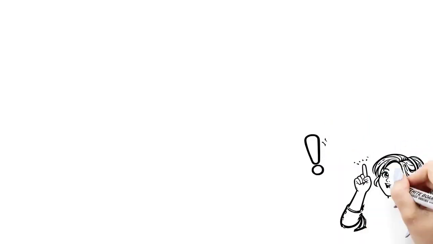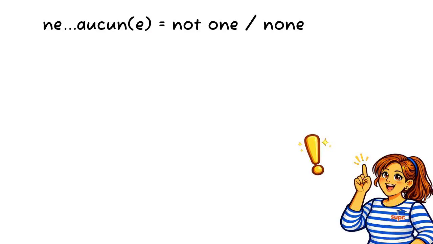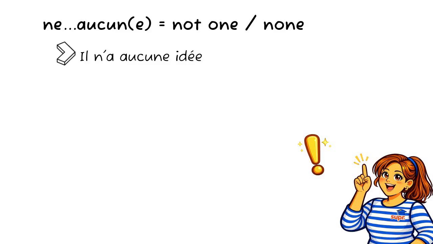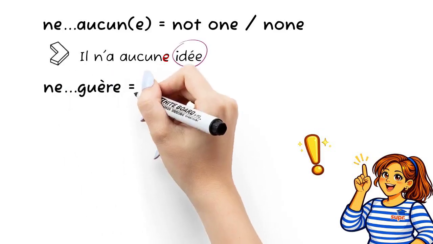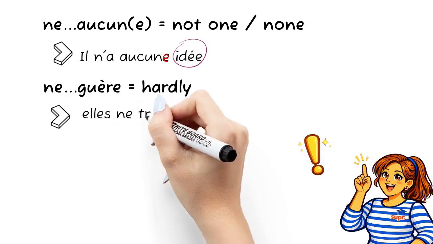Here are some more negative structures. So, ne aucun or aucune means not one or not any or none. For example, il n'a aucune idée. What's important with aucun, aucune is it has to agree with the noun that we're saying not one of. Here, he has no idea. Idée is a feminine word, so we say aucune idée. Ne guère means hardly. So, for example, elles ne travaillent guère, they hardly work.